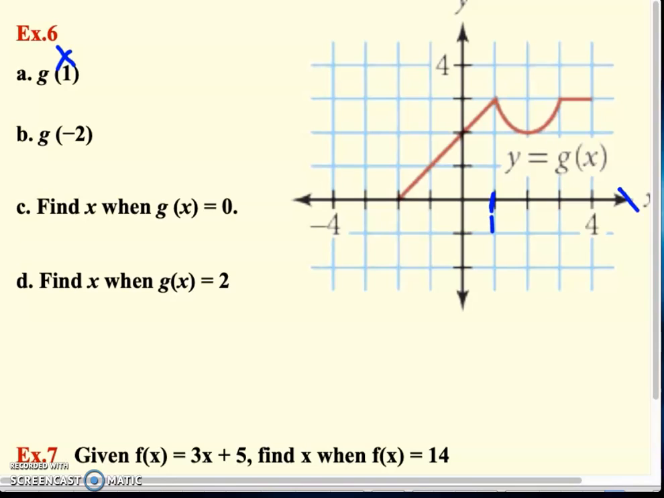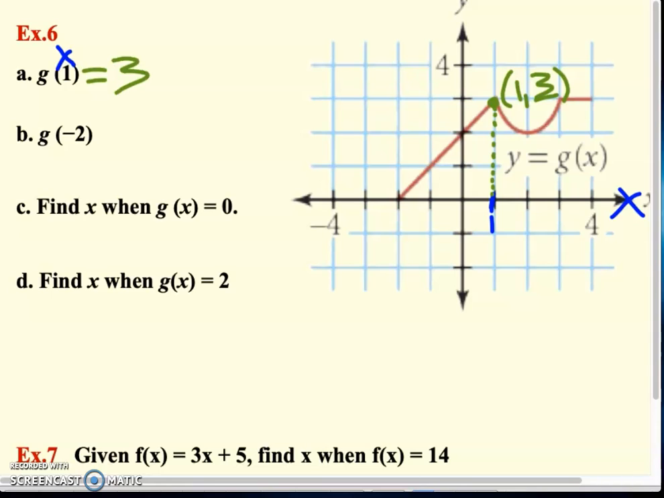Because, of course, this is the x-axis. And then what I want to do is run up to my graph and plot a point and say, all right, 1 comma what? Remember, in that set of parentheses, g of 1, is an x. And really we're asking you what's the y value that corresponds to it. That y value would be 3. So g of 1 for my graph is 3.